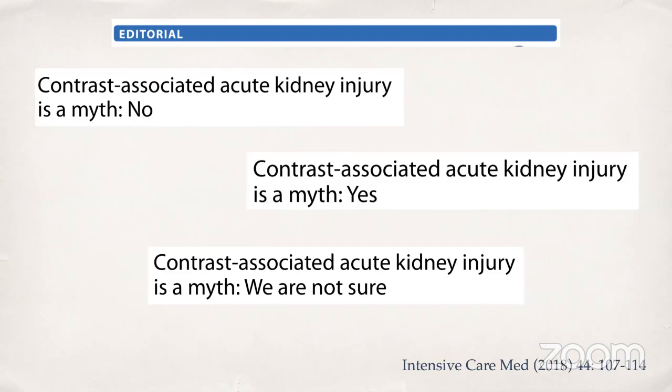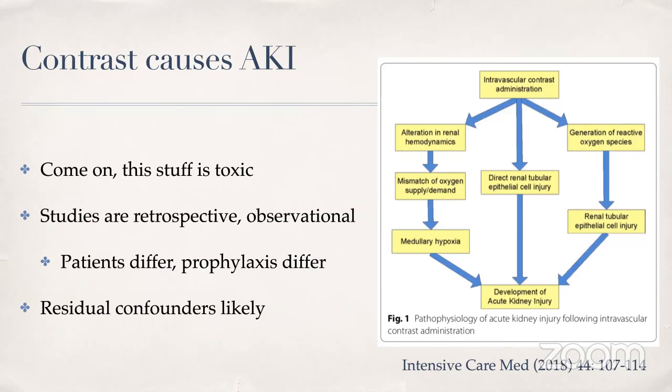So that messy data led to this sort of battle of ideas that was published in the Intensive Care Medicine Journal. And let's look at each of those different ideas. AKI is real, AKI is not real, or I don't really know. So the first, acute kidney injury is real. The argument is, come on, this stuff is toxic. We have tons of data that shows that in animal studies it causes vasoconstriction, tubular toxicity.